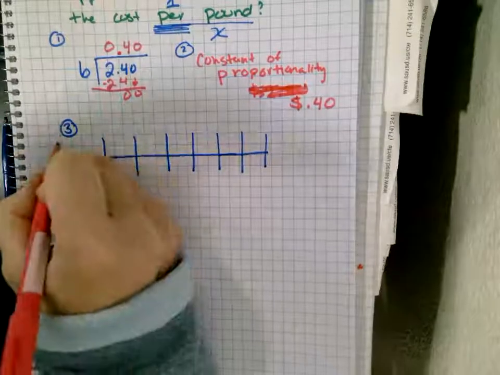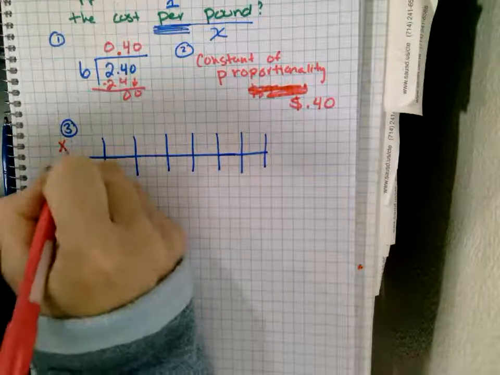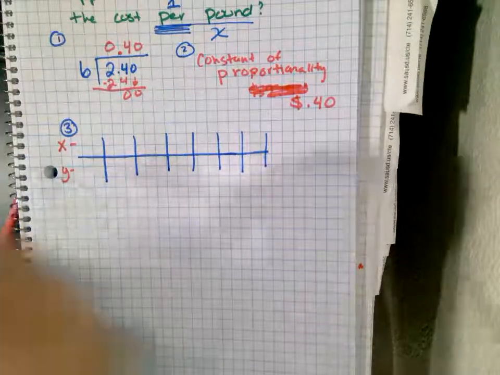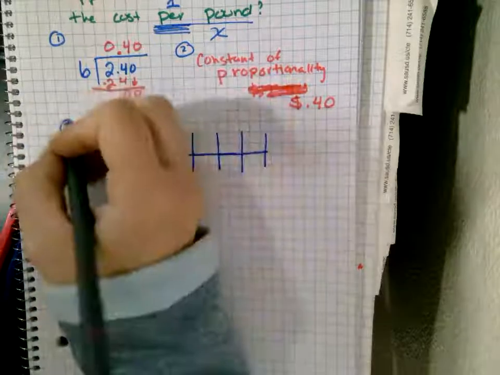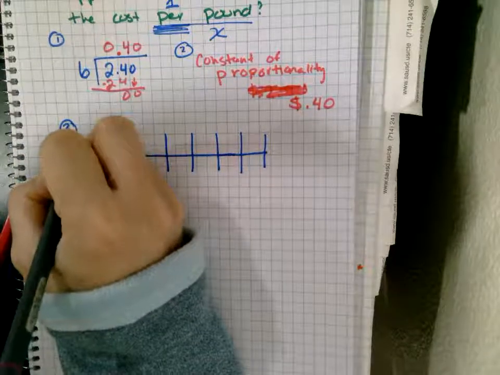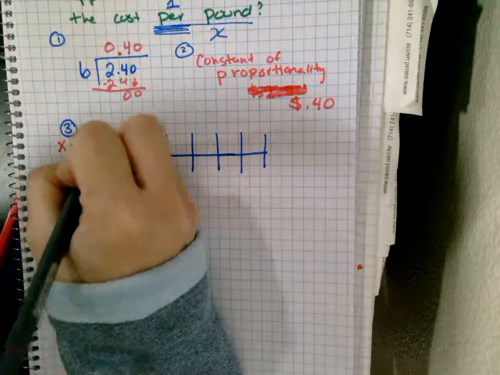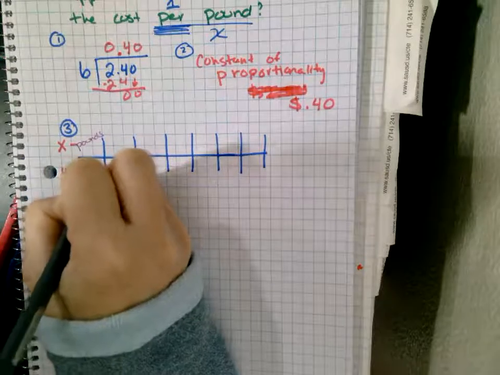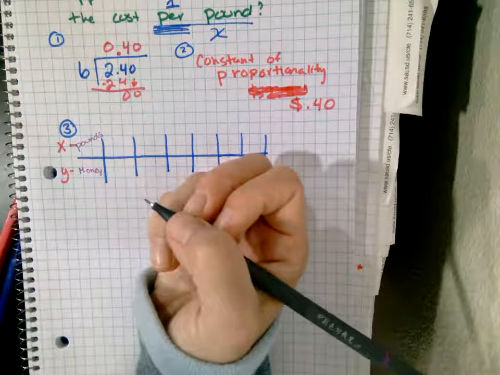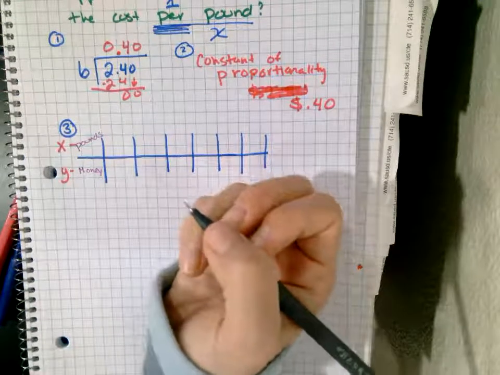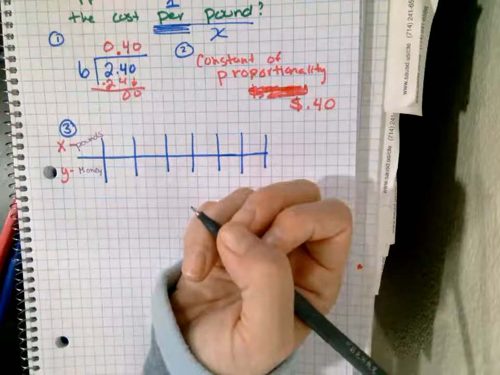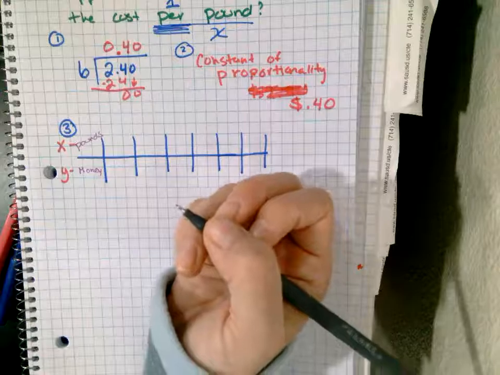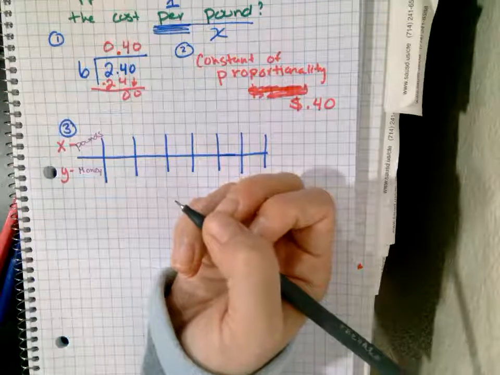Your top number represents your X, your bottom number represents your Y. And yes, you have to label. So X in this problem is pounds of apples. And your Y represents money. 99% of the time, money is Y. If you're dealing with a problem with money, 99% of the time, money is Y. Sometimes it changes, but for the most part, if you're dealing with money, it's usually a Y.